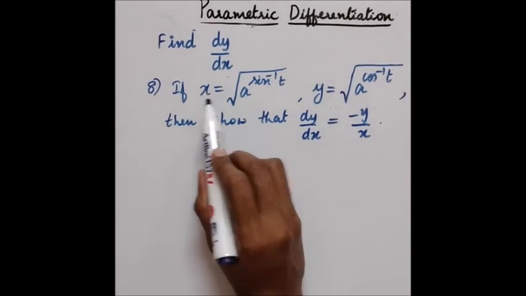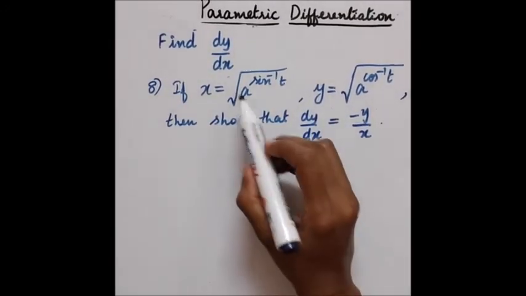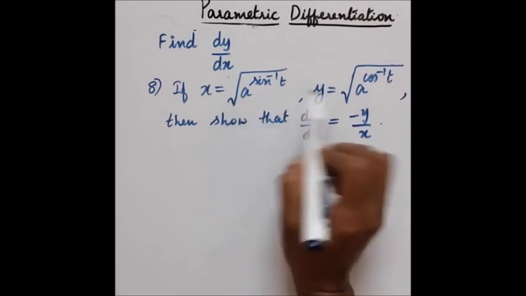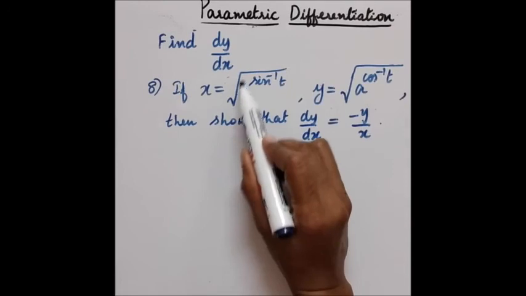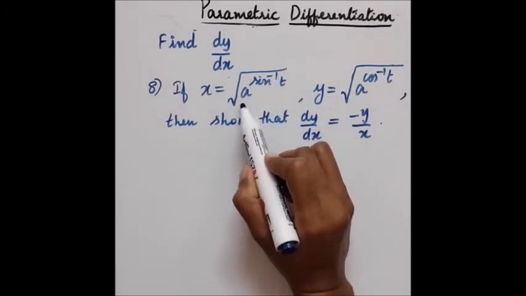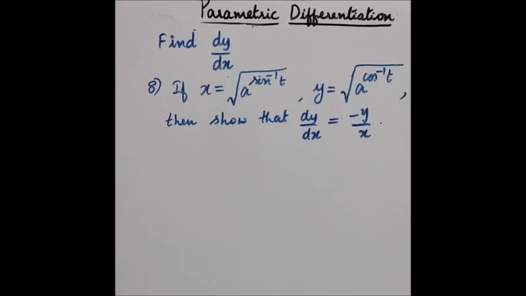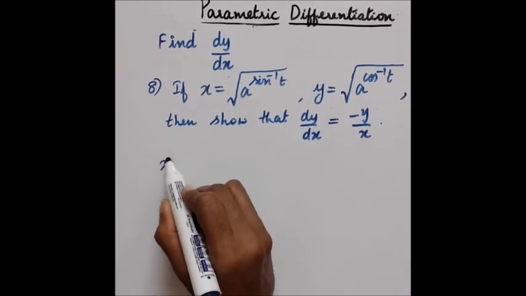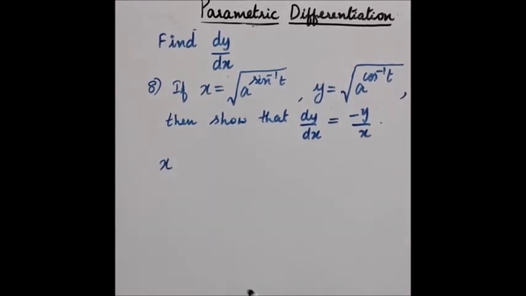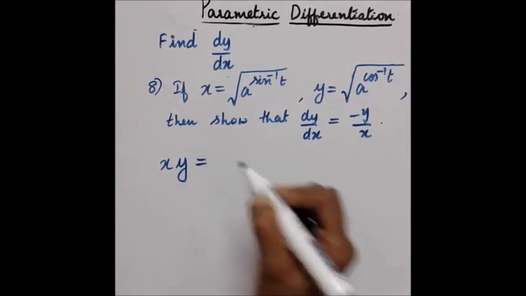Observe, x and y are the functions of t. But if you observe carefully, both the functions are the composite functions. In here you have square root of a to the power sine inverse of t. So you need to use a chain rule. That will be lengthier. So what we can do here is, we need to first simplify the function. What we do here is we find the product of x and y.